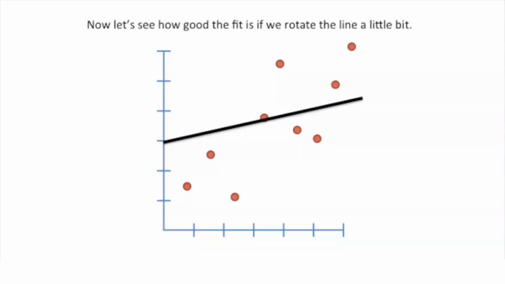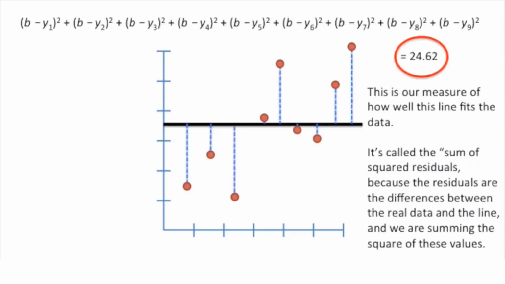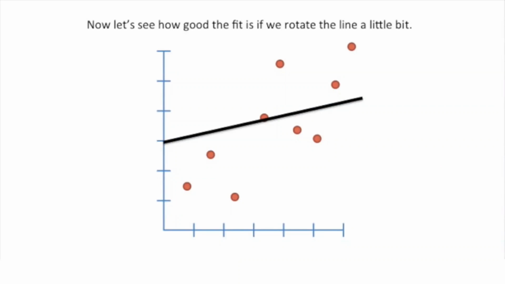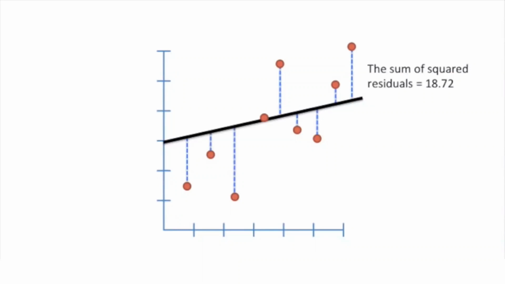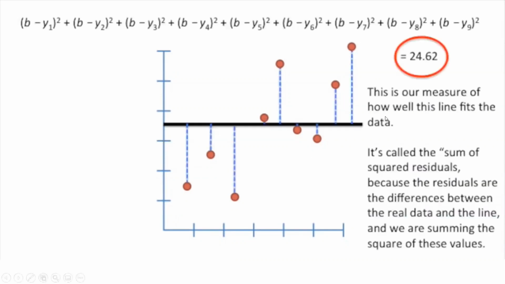Now let's see how good the fit is if we rotate the line a little bit. So now instead of a line which is the mean, you have created a line which has been tilted or rotated a little bit. Now you calculate the sum of squared residuals again with the same method, and it came out to be 18.72, right? In the last scenario, we had the sum as 24.62.